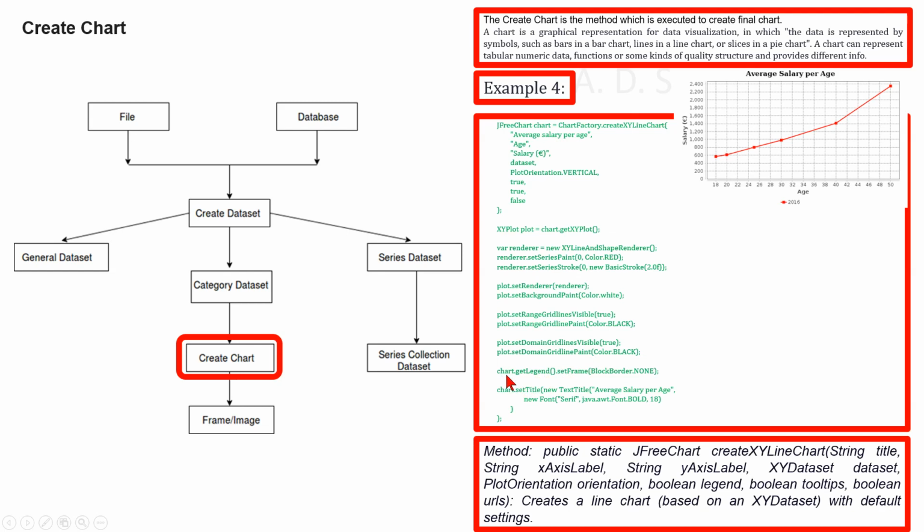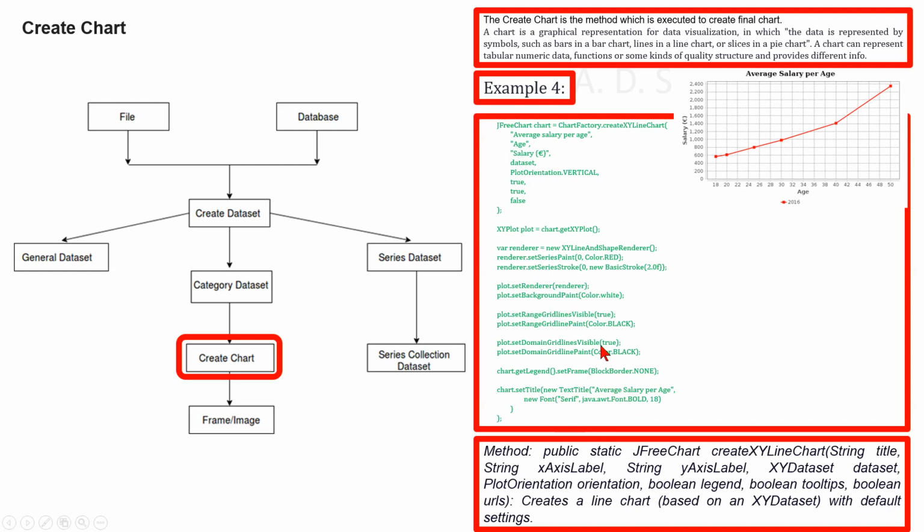Here the method get legend returns the legend for the chart if there is one. Note that the chart can have more than one legend. This means this method returns the first. Here set frame sets the frame or border, and you can see the chart title here.